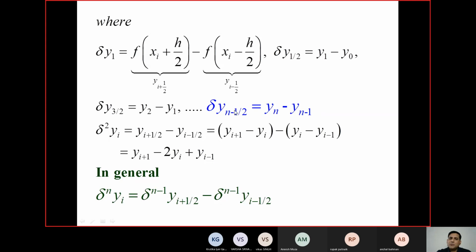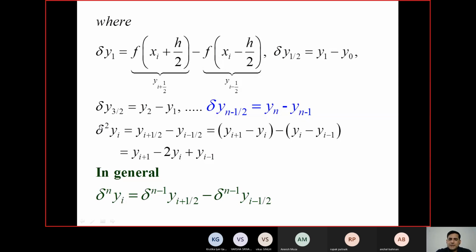Same way you will get n equal to 3. Now if you take 3, it becomes 5 by 2. If you do here n equal to 3, you will get delta 5 by 2. So you will get here y3 minus y2. So that's called 5 by 2.